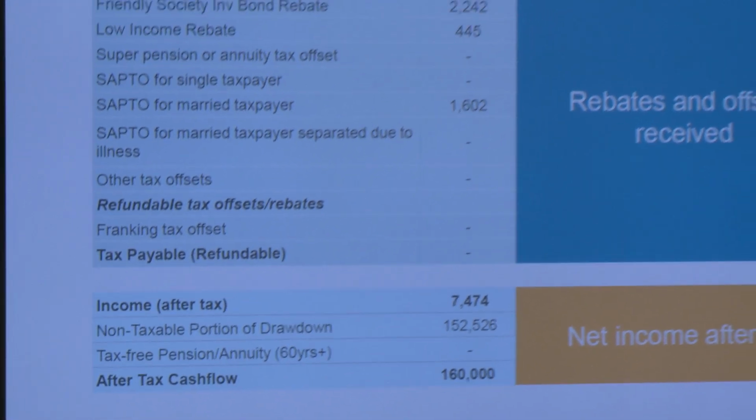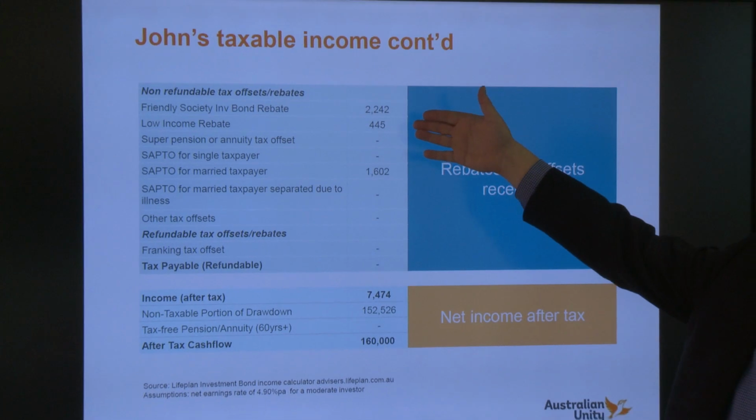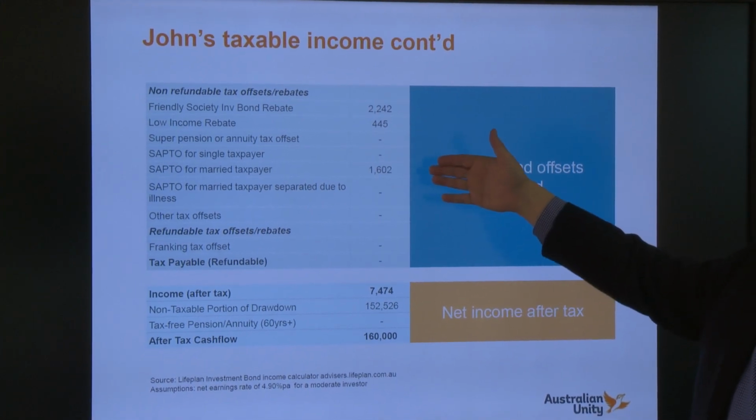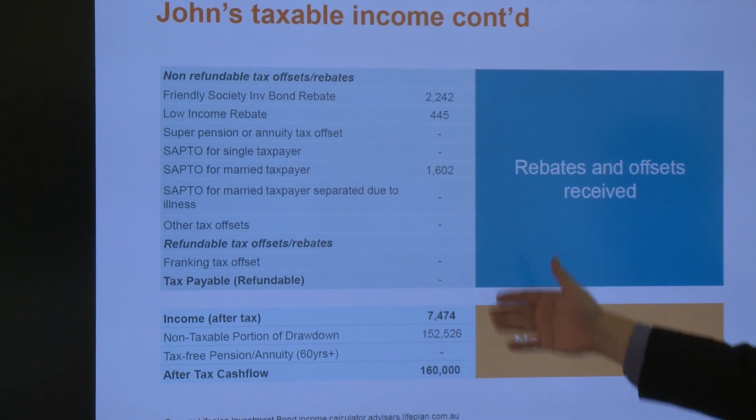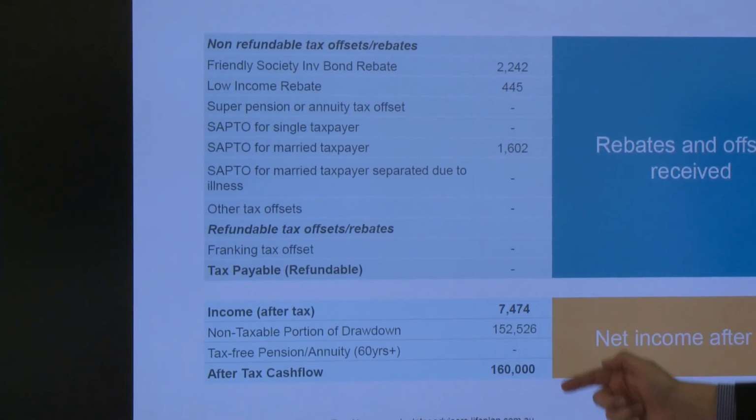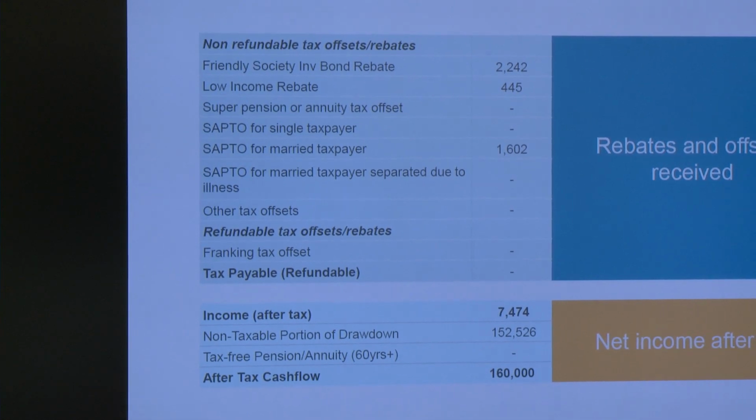We then go to the next screen. He's got his rebate as well. He also has his low income rebate. He's got his senior age person tax offset that applies. So when we apply all of those, he's got his taxable income. He actually ends up with $160,000 and no tax to pay.